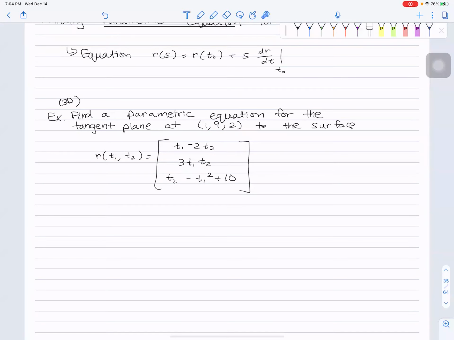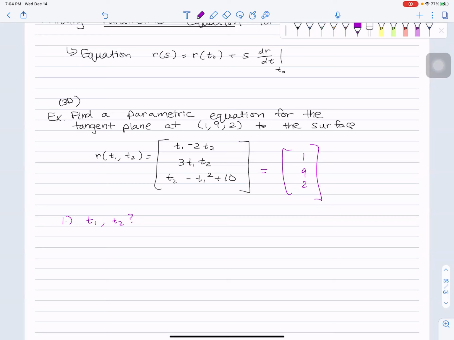However, when I'm finding the derivatives, like the derivative matrix of this, my direction vectors are going to have a bunch of expressions in them. I need to know what to plug in to get actual numbers in my derivative matrix. In other words, I need to find what T1 and T2 are. How do I find T1 and T2? I set this entire thing equal to 1, 9, 2 and solve for T1 and T2.